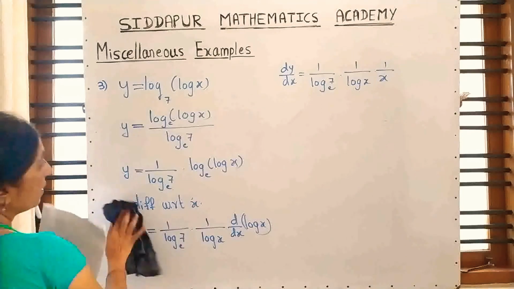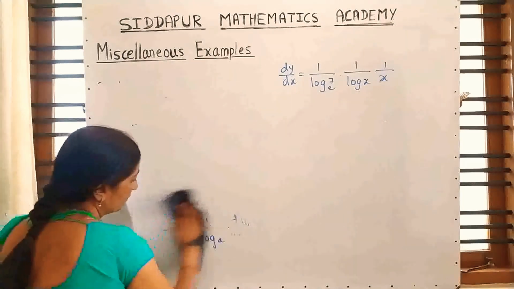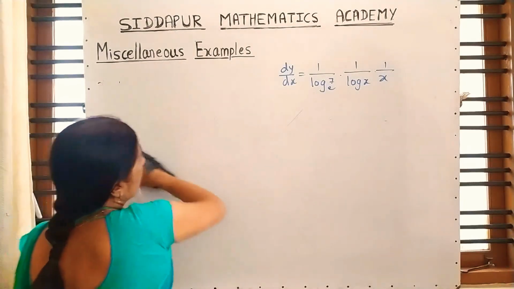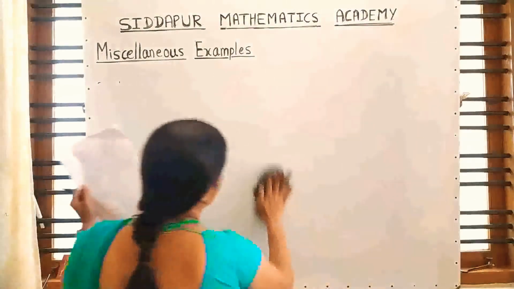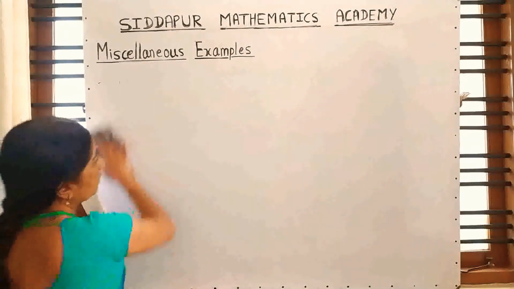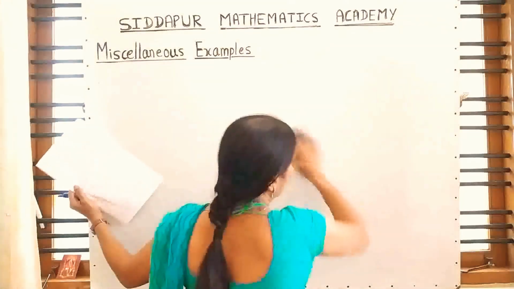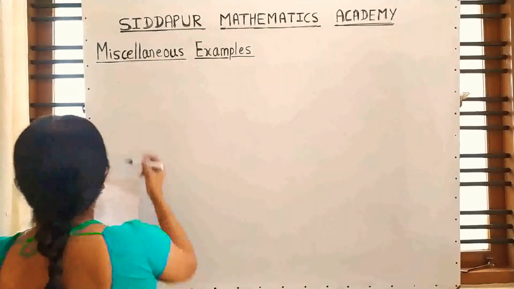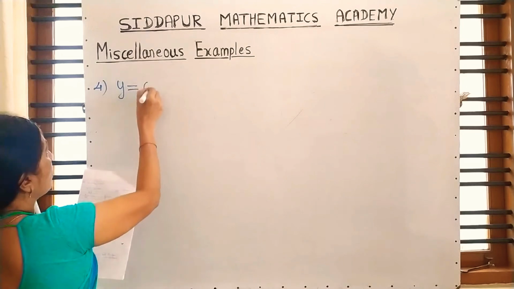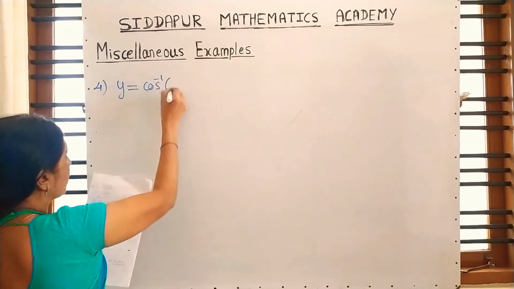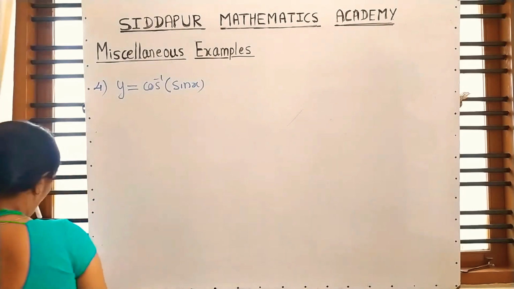So moving to the next example. Question number 4. These examples are very important for theory as well as CT. Y is equal to cos inverse sin x. Here also I am giving you one important hint.